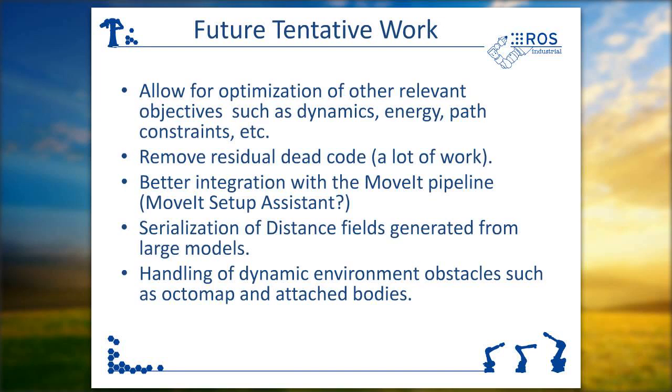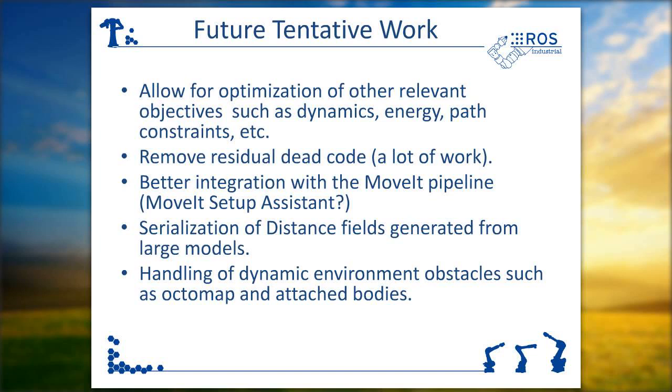So the future work that we'd like to do on STOMP is to allow for extra objectives to be accommodated in the optimization process, such as dynamics considerations, energy consumption, and path constraints. Also, there's a lot of residual code since STOMP was written for an older version of MoveIt. There's code now that can either be upgraded or probably removed since it's no longer needed. And another thing that we'd like to work on is better integration with the MoveIt pipeline. So maybe have automatically generated files through the MoveIt setup system that supports STOMP, so it could be easy to switch between STOMP and OMPL.